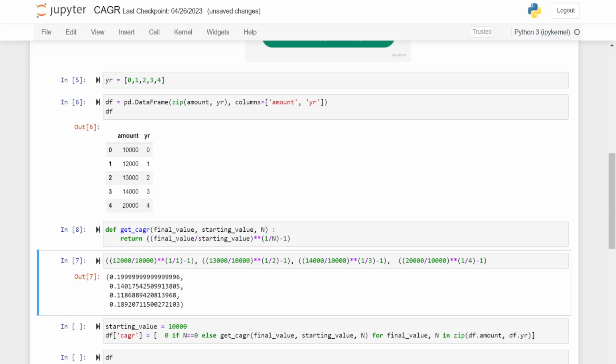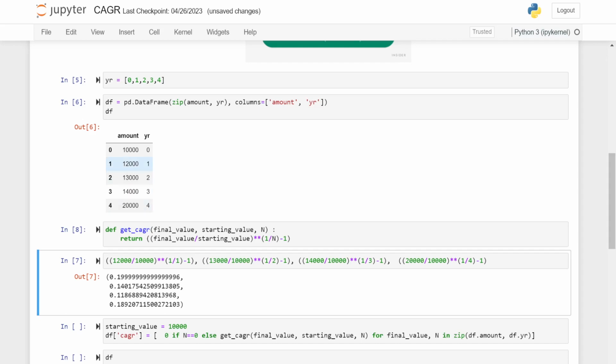We are taking amount from this data frame and also year. And then, through each and every iteration, we are going to calculate CAGR for all the lines. First, the final value comes. Final value means first 10,000 will come. N is what? 0. And if we have a condition, if N is 0, the value should be 0.